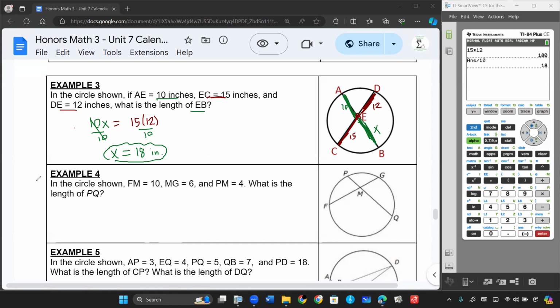Try number 4, see if you can label that accordingly and solve for the asked measurement. Pause it if you want to check your work.